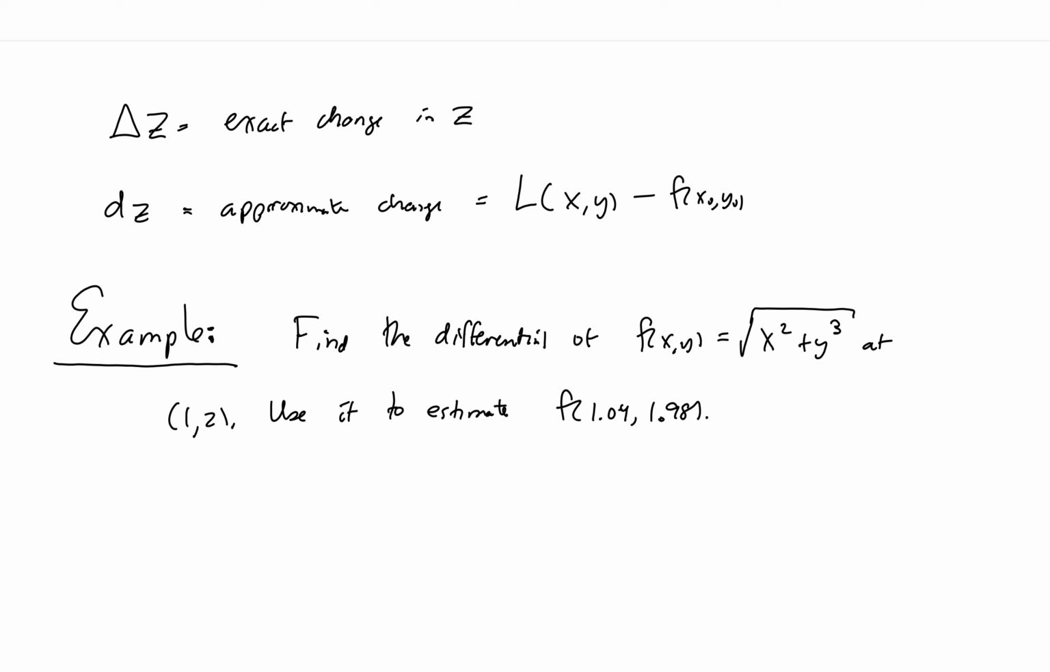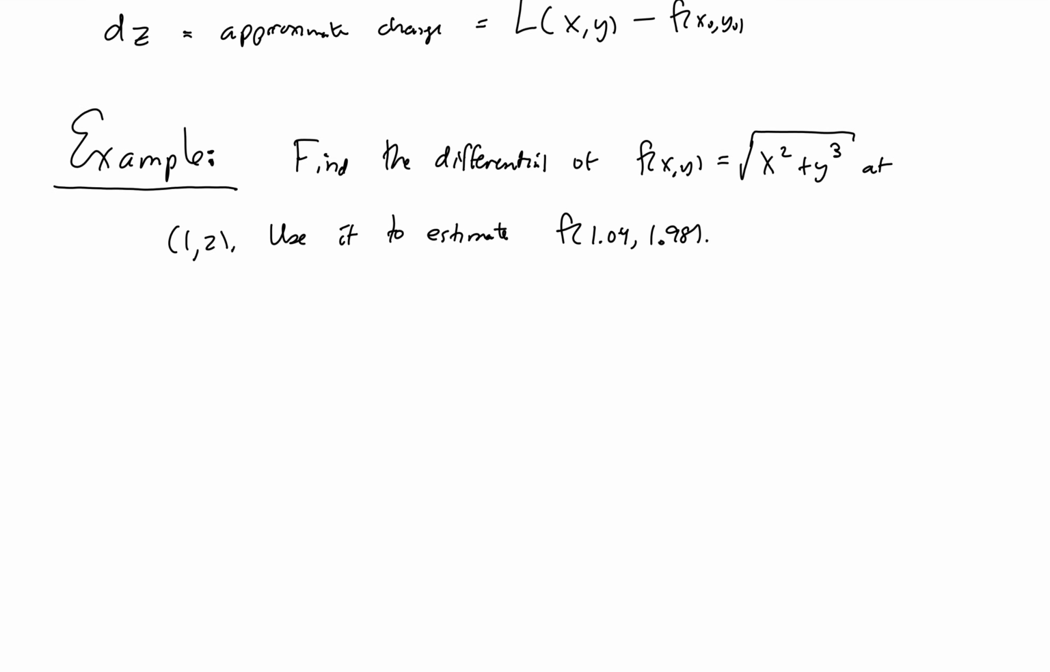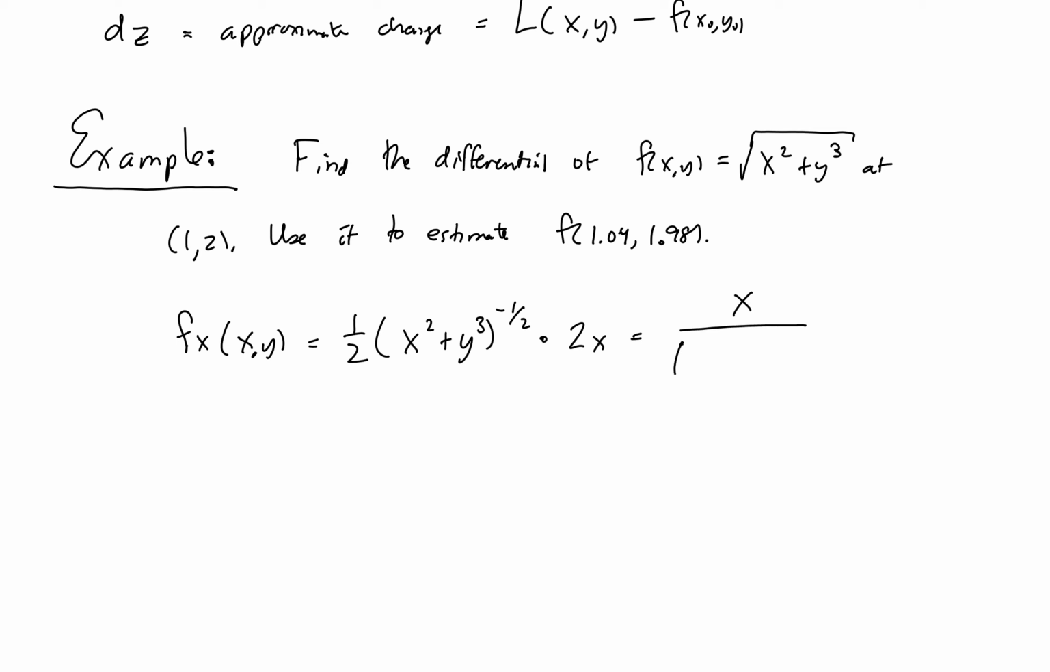Okay, so we use differentials to estimate this. Of course, we could do this with the tangent plane as well. So first thing I need is the partial derivative. So this is going to be a 1/2, and I'm going to have x squared plus y cubed to the minus 1/2, and then the derivative of what's inside, which is 2x. So this becomes x over x squared plus y cubed to the 1/2.